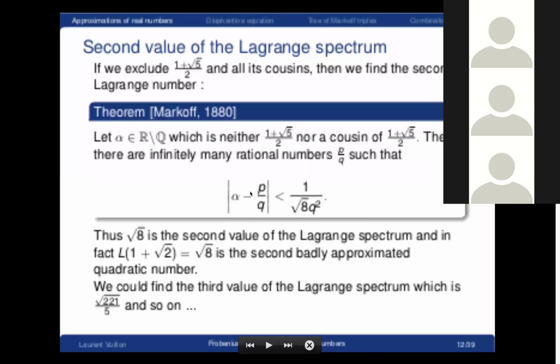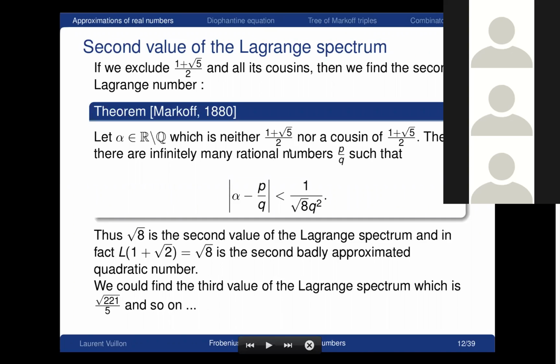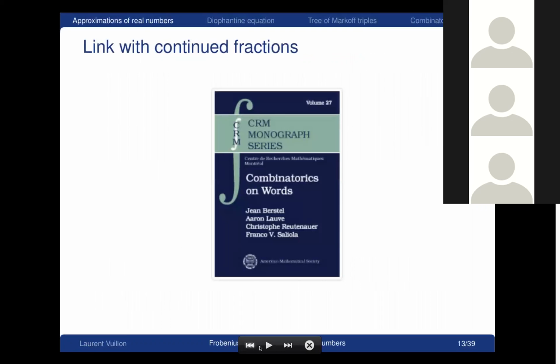And if you remove the golden ratio and all the cousins, then the next value is the square root of 8, and it is associated to 1 plus square root of 2. Okay, so this is the second most badly approximated quadratic number. And then the third value of the Lagrange spectrum is the square root of 221 over 5, and so on. So we can compute the Lagrange spectrum, but it's really difficult. So we have to make a link with the continued fractions.